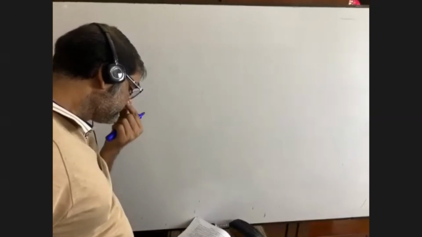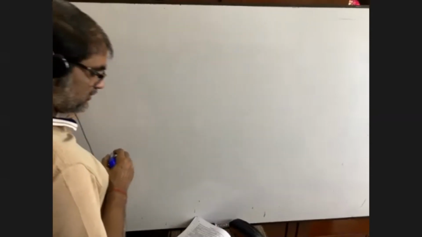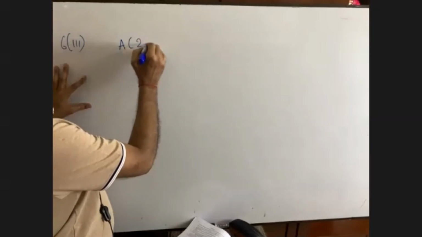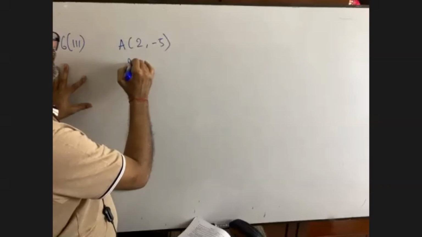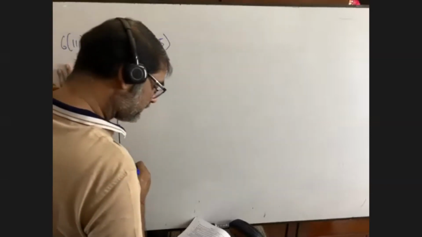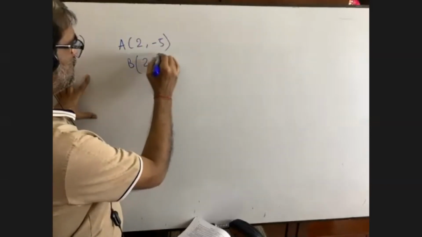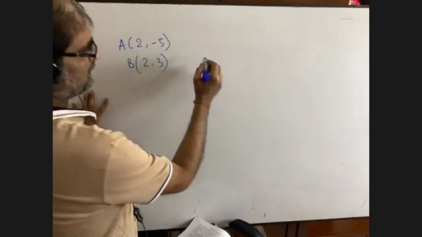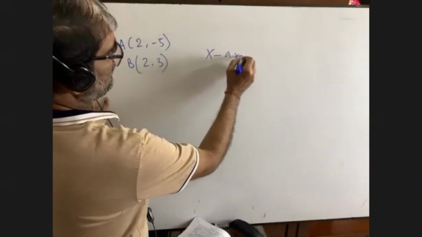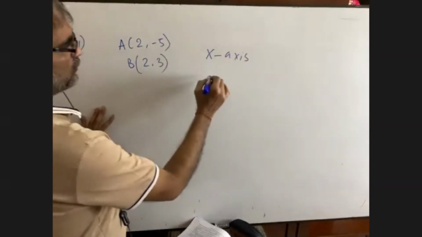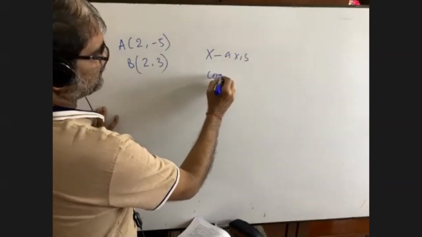Anyway, going to question number 6.3. Okay, two points are given. Suppose two points are given. A, 2, minus 5. B, 2, 3. Find the ratio divided by x-axis. Okay, find out. And also the coordinates of the points.